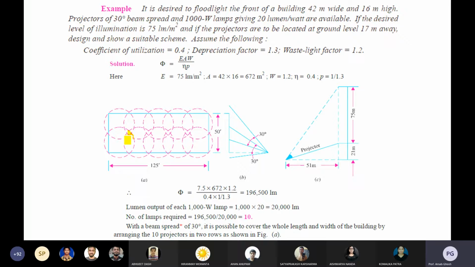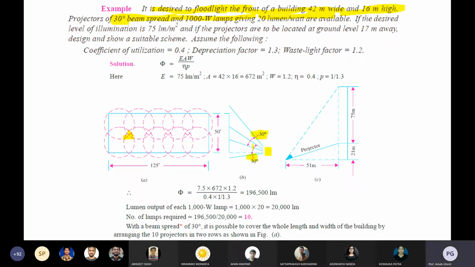From the example, it is desired to floodlight the front of a building that is 42 meters wide and 16 meters high. It is given that the projector has a 30-degree beam spread, and 1000-watt lamps giving 20 lumens per watt are available. The projectors are inclined at 30 degrees in both cases, under normal conditions, for the 42-meter wide and 16-meter high building.